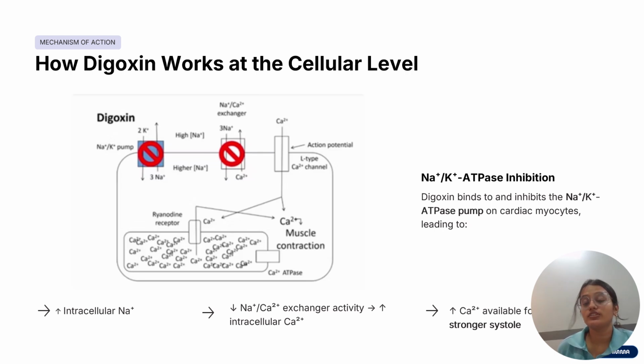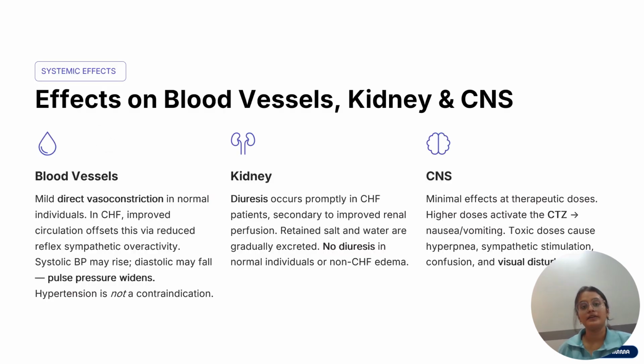So, how does digoxin work at the cellular level? Mechanism of action: digoxin binds to the sodium potassium ATPase pump, which leads to blocking of that pump. This leads to an increase in sodium inside the cell, and this leads to reduced sodium calcium exchanger activity. As a result, the calcium inside the cell also increases, and because more calcium is available inside the cell, a stronger systolic contraction occurs.